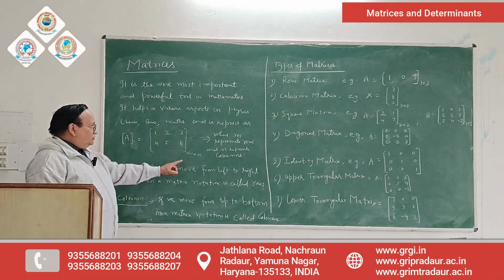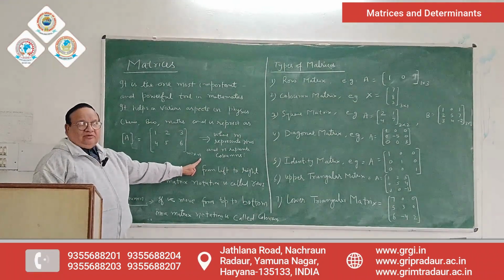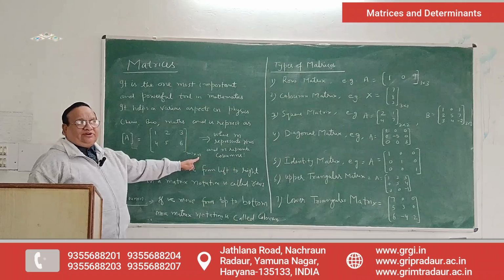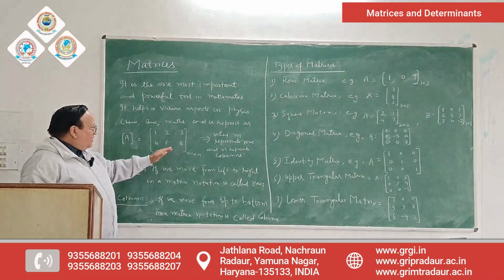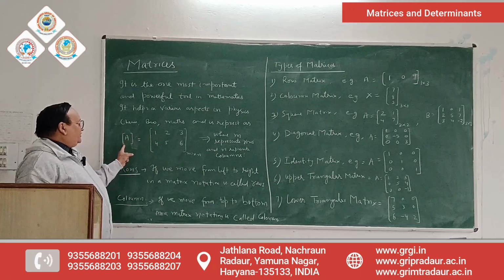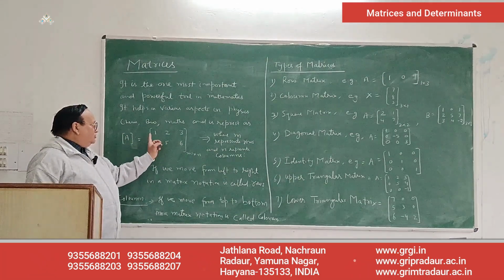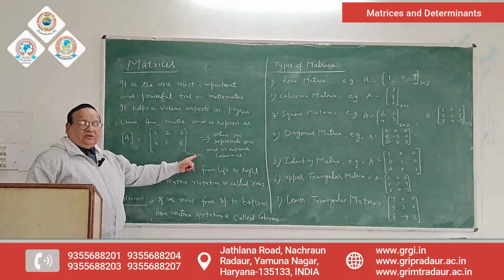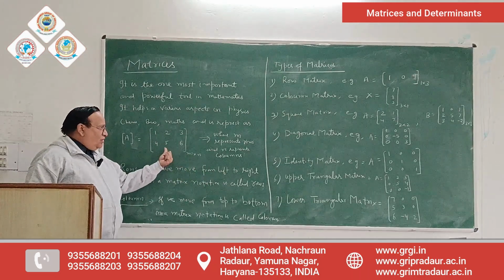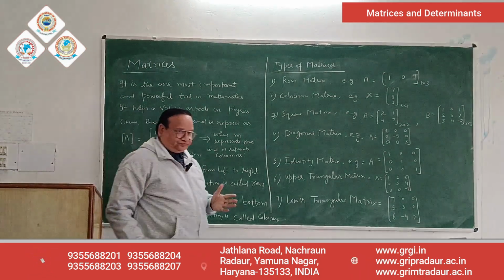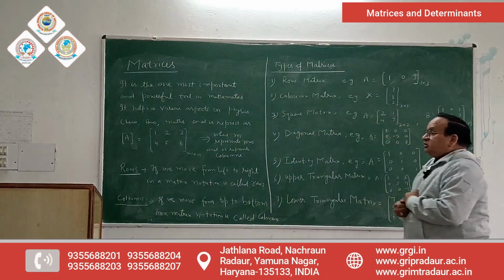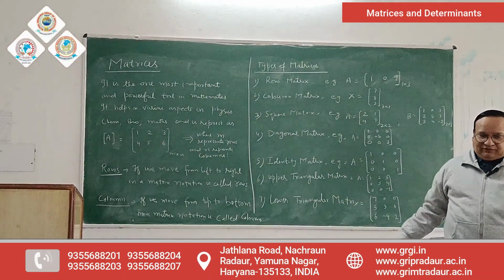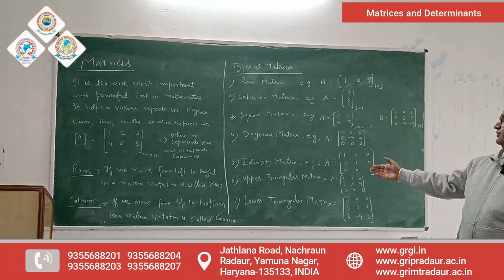The order of a matrix is m by n, where m is the number of rows and n is the number of columns. Suppose this matrix is 1, 2, 3, 4, 5, 6. There are 2 rows and 3 columns, so the order of this matrix is 2 by 3. That is, m is equal to 2 and n is equal to 3.